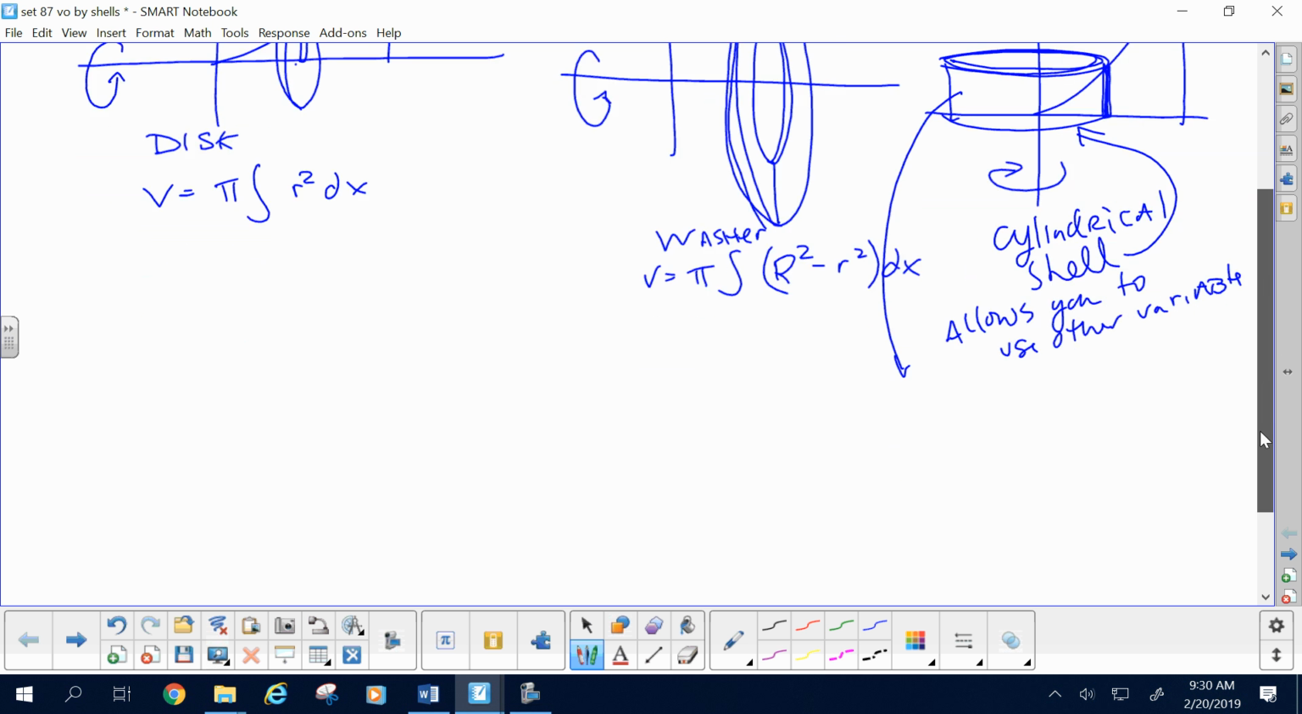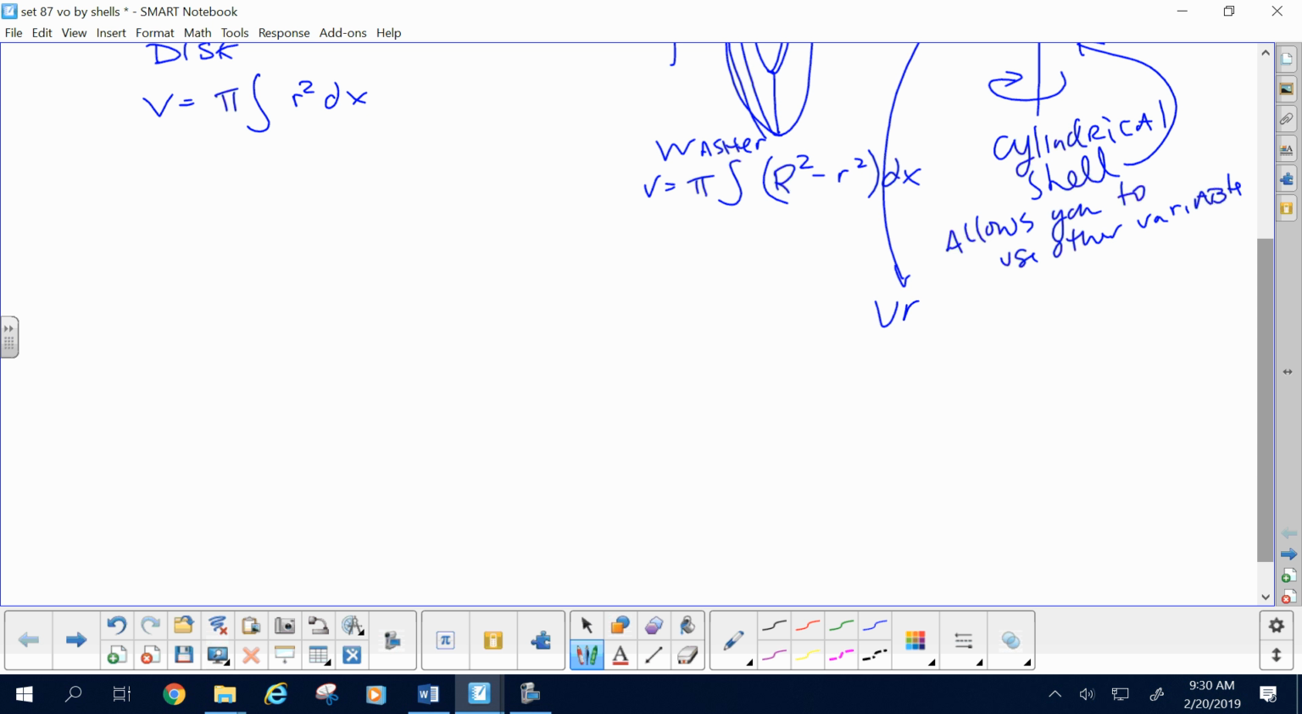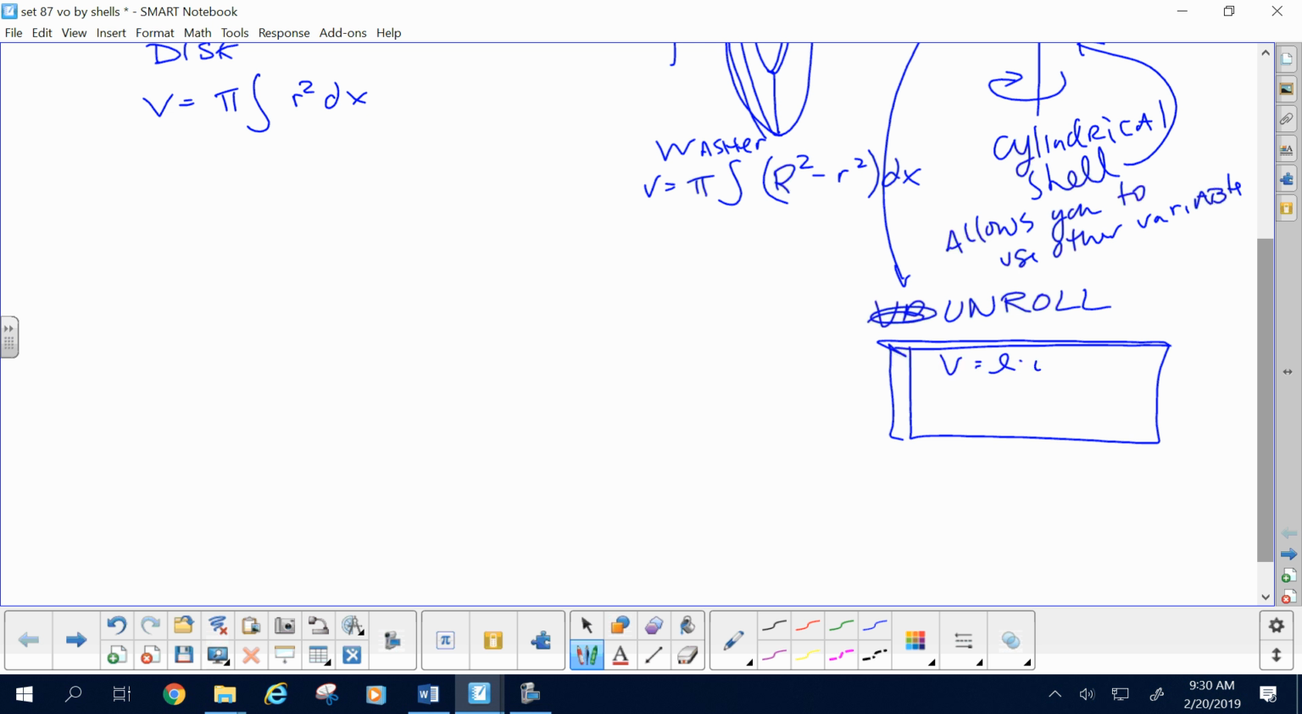If we unrolled it, sorry, you're probably thinking, why did you make these notes if you're not going to use them? But if you unroll that, then it looks something like that, yeah? The volume of this is length times width times height.